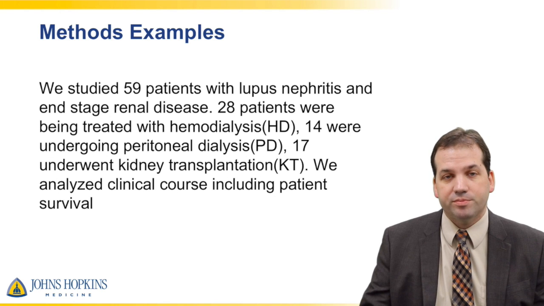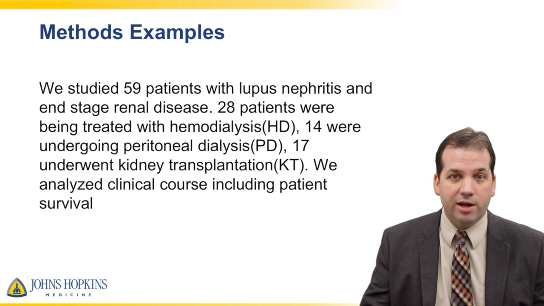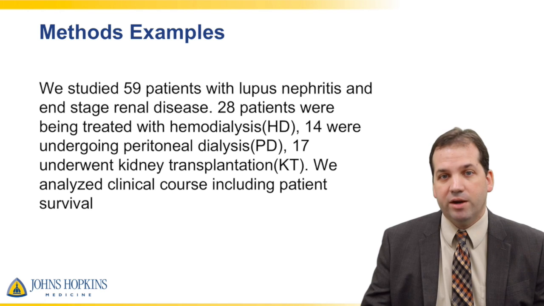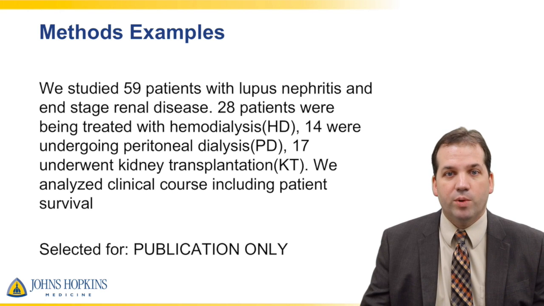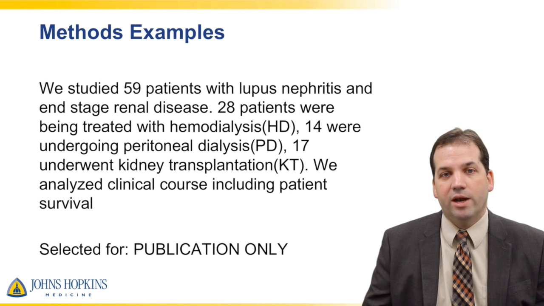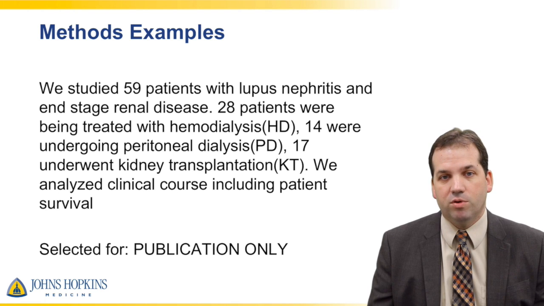Another example: we studied 59 patients with lupus nephritis and end-stage renal disease. 28 were being treated with hemodialysis. 14 were undergoing peritoneal dialysis. 17 underwent kidney transplantation. We analyzed clinical course, including patient survival.